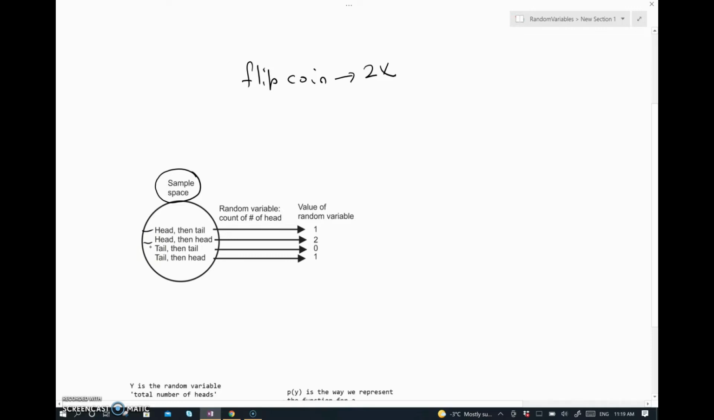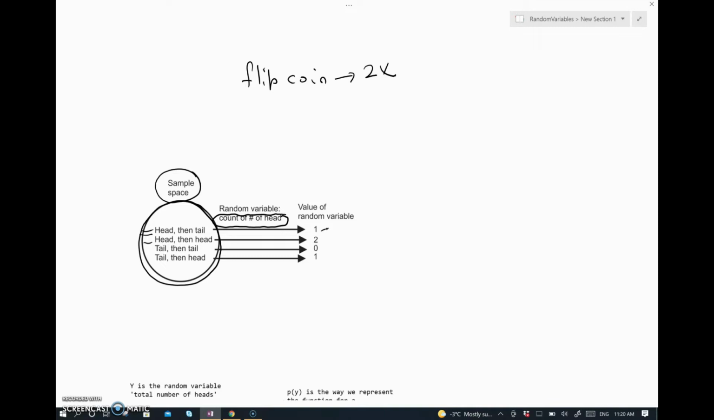So what is a random variable? Formally, we can define a random variable as a real value function whose domain is a sample space, but that's kind of hard to understand. In simple English, a random variable is a translation or a mapping. It takes the outcome of this experiment and translates or maps it into a number. And in this case, the number, the random variable, is the count of the number of heads. So if we have a head, then a tail, we get a 1. If we have a head, then a head, we get a 2.